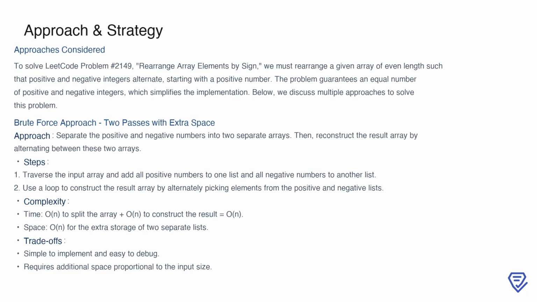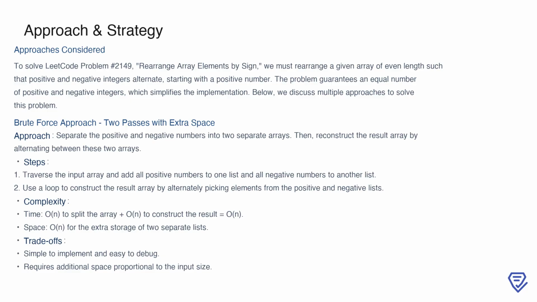To solve the problem of rearranging an array so that positive and negative integers alternate, starting with a positive number, we can explore several approaches. One such method is the brute force approach, which involves separating the positive and negative numbers into two different arrays. From there, the result array is built by alternately picking elements from these two lists.